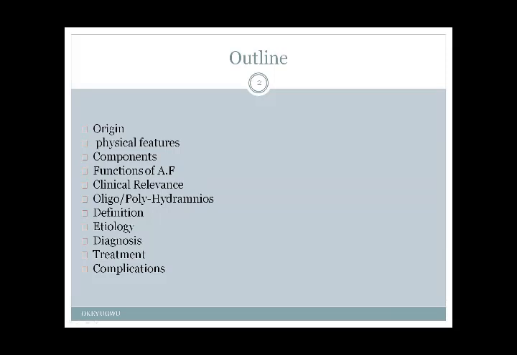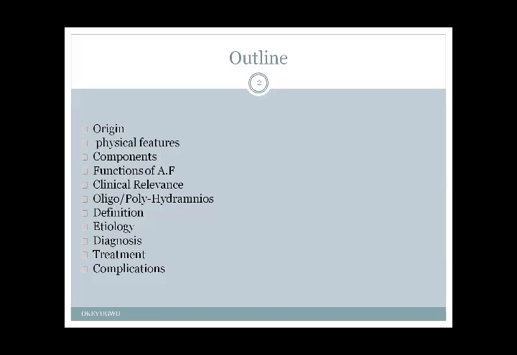So we are going to discuss the origin of the amniotic fluid, what the physical features are, what the components are, what the main functions of the amniotic fluid are, and the clinical relevance. As I have told you before, the major two dimensions we are going to discuss are oligohydramnios, as the name indicates, oligo means less, hydramnios means water, so a lesser amount of amniotic fluid, and on the other hand polyhydramnios.